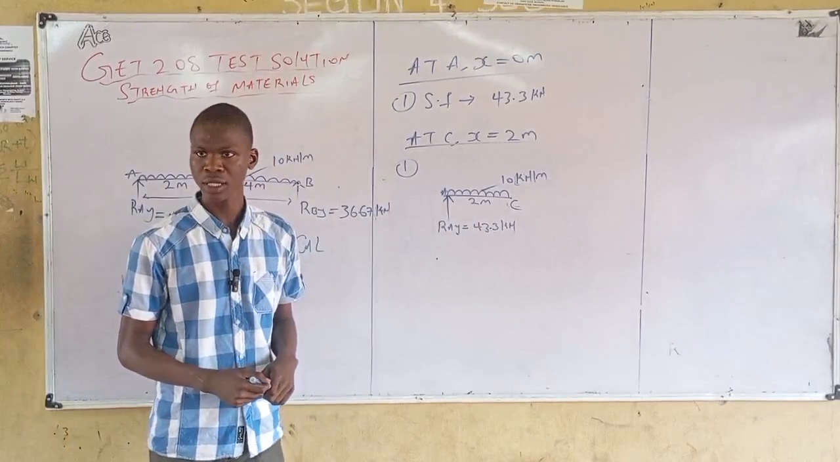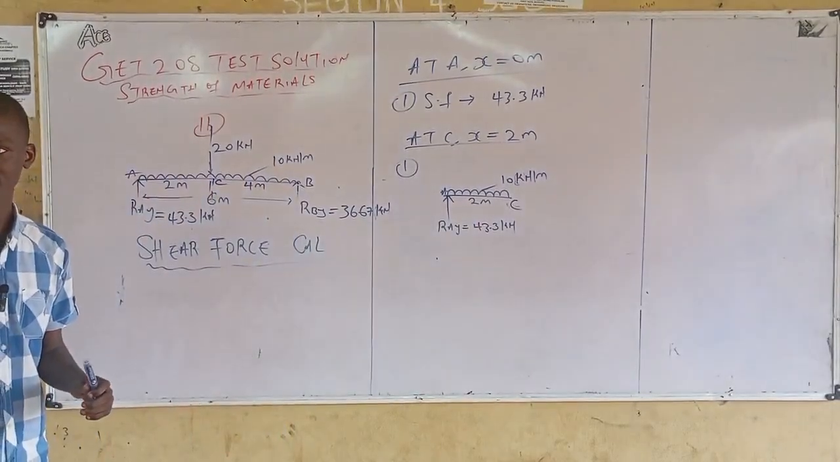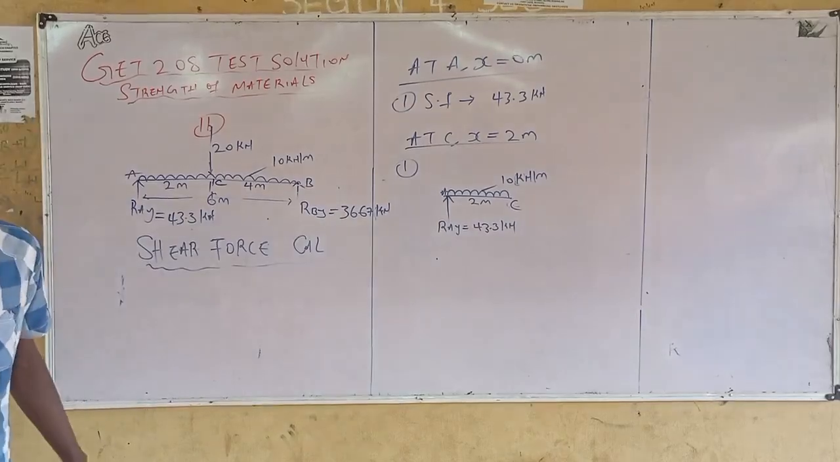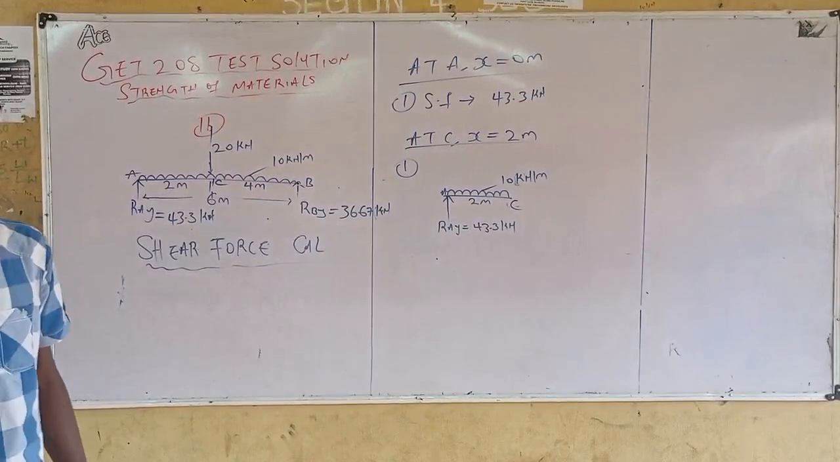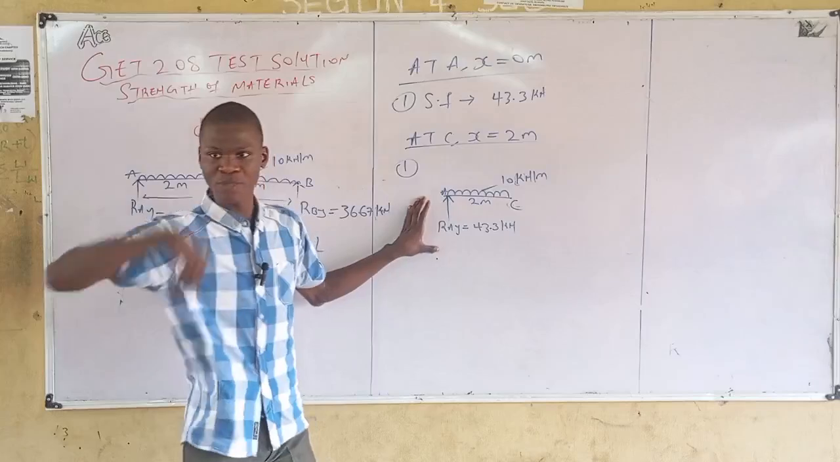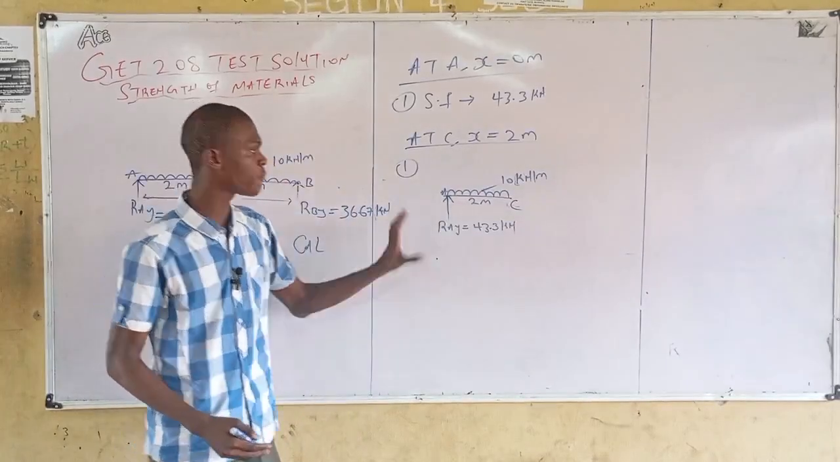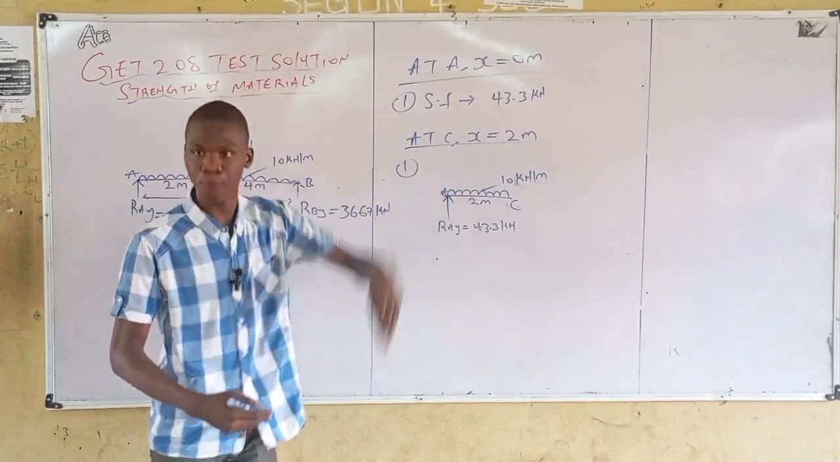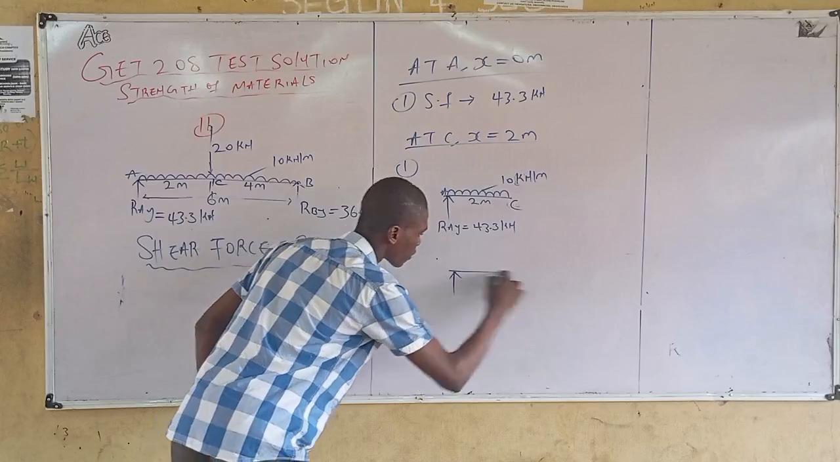Are you with me? What's the question? On point C, it is 20. What is the first condition of shear force? The forces before. So the forces before. This is my diagram. Second condition now: the forces before and the force on that point. Let's draw the diagram out. So this is what I'll be having.